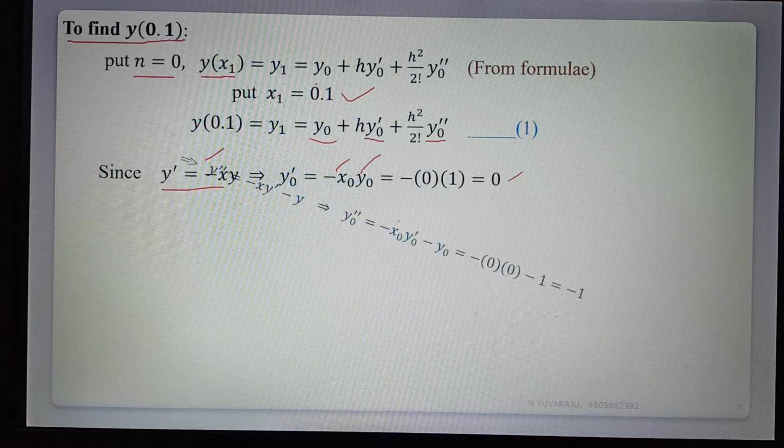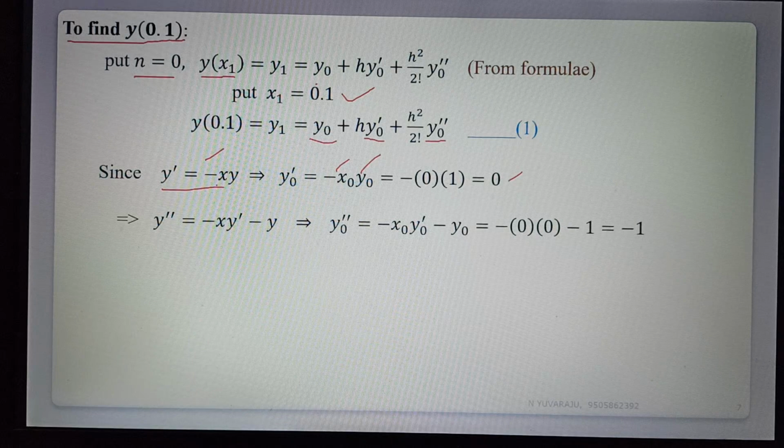Next one, y double dash. So this is the second differentiation, y dash to the second derivative y double dash. Next minus x into y derivative, that is by the uv method, u into v, minus x into derivative of y, y dash, minus y into derivative of x, 1. So this is the second derivative. So in this one substituting x equal to x naught, y equal to y naught.